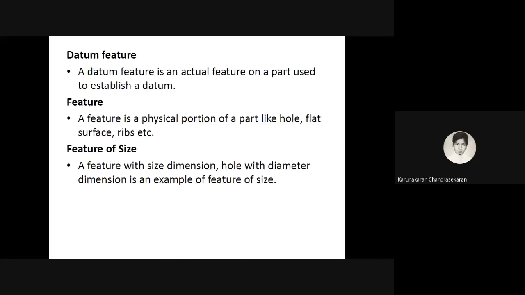And what is a datum feature? A datum feature is an actual feature on a part which is used to establish the datum. And what is a feature? A feature is a physical portion of a part. It may be a hole, a cut, a slot, a flat surface, a projection, or ribs. Sometimes external features. And feature size, how do you define feature size? Feature size is given with a linear dimension, and for a hole with the diameter and so on. If it is angular, you mention the angular symbol. Okay.